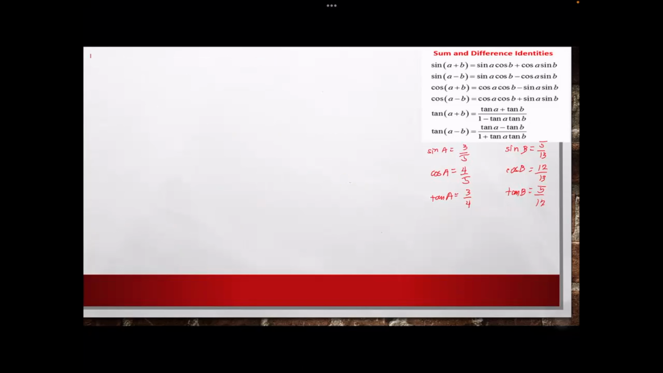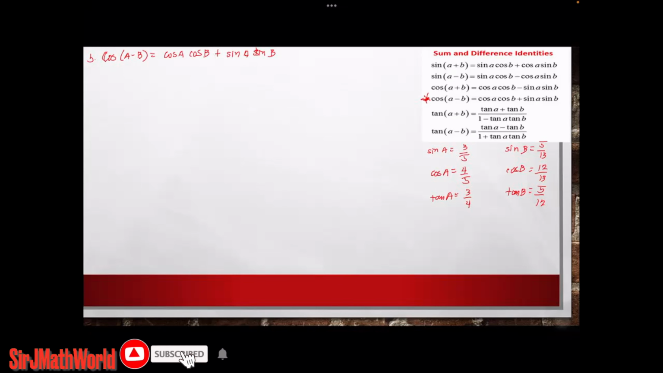For the letter B, cosine A minus B. Kung cosine A minus B siya, ito yung formula natin gagamitin. This will be the cosine A, cosine B plus sin A, sin B. So, nagkaroon tayo ng cosine A, cosine B plus sin A, sin B. Dito lang, palitan lang natin yung kanyang value.